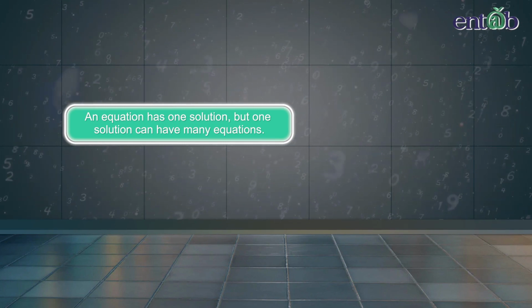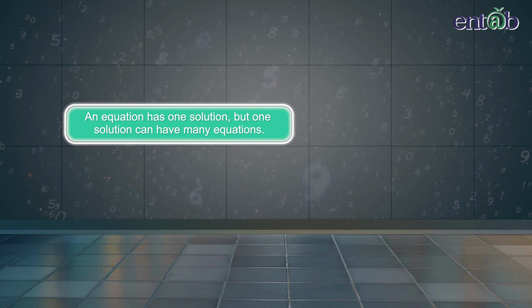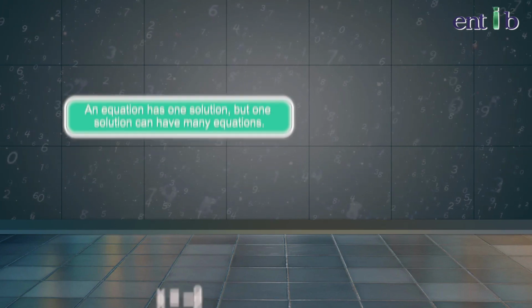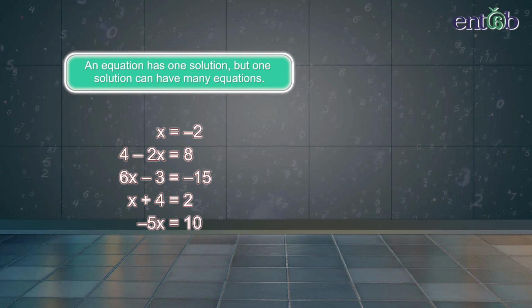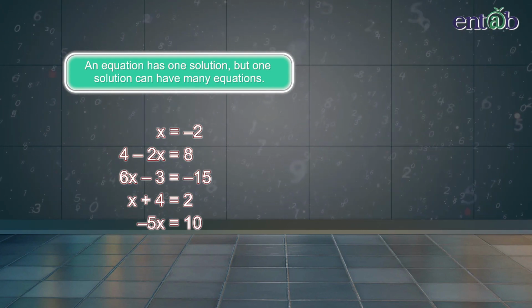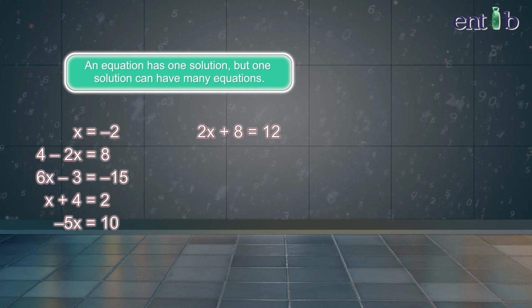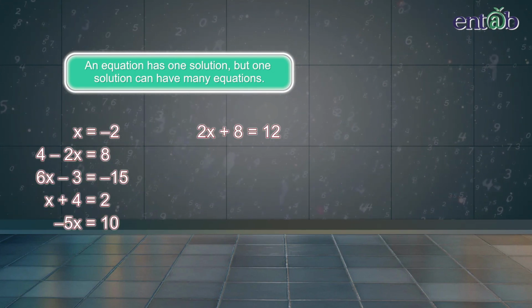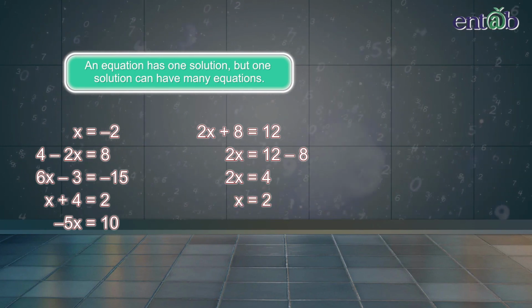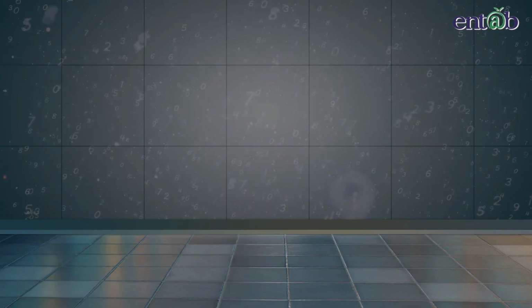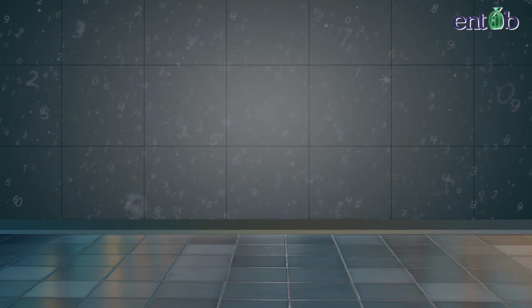Confused? Okay, let's consider one example. If x = -2, we can form many equations. But from an equation, say 2x + 8 = 12, we can find out only one value of x. Now, I am sure you will be able to answer this question. I hope you have guessed it right.